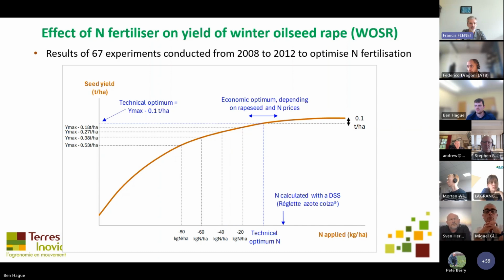This figure shows the response of seed yield to the amount of nitrogen applied. And these results are the mean results. You can see the typical response of seed yield to nitrogen rates, but of course, in some of the experiments, the response could be quite different. But on average, that was the response.